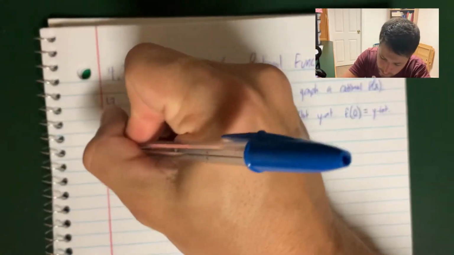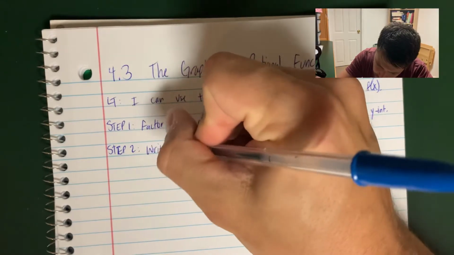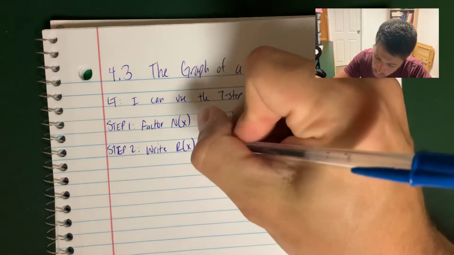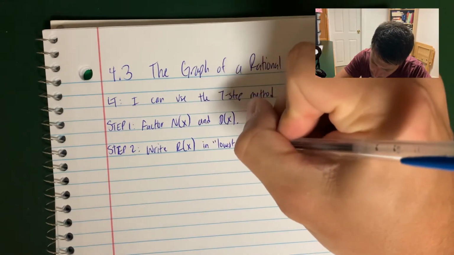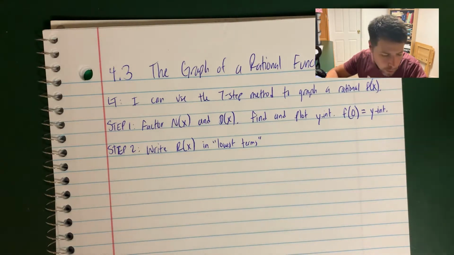Okay? Step 2 is going to be write the function, and I'm going to refer to this as r of x, which is going to be the rational function, in "lowest terms." I'm going to put this in quotes because we normally talk about lowest terms as fractions, but we do think of this rational function as a fraction, which is a polynomial over a polynomial.